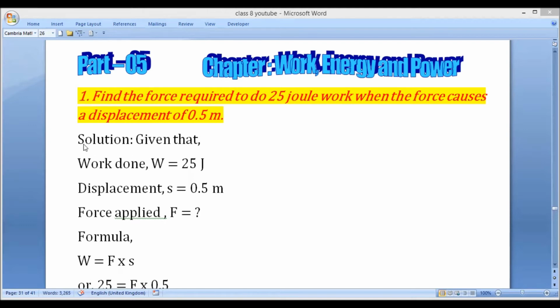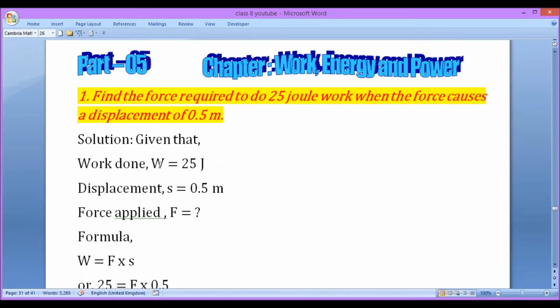Okay. Solution: given that work done W is equal to 25 joule, which is given in the question, and the displacement, denoted by s, is equal to 0.5 meter, which is also given. We have to find the force applied. Find the force required means force applied. We can write force applied, denoted by F. Force applied F is equal to what? We can use the formula.